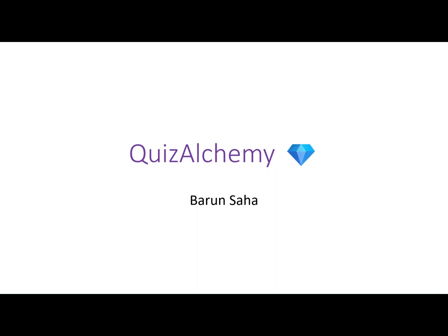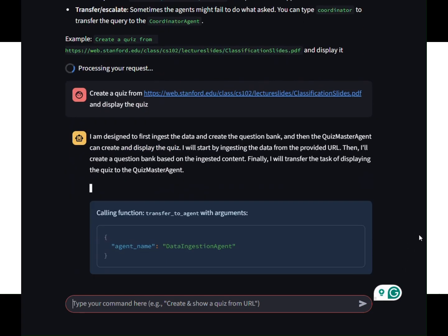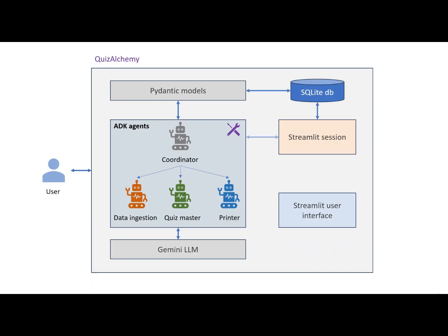QuizAlchemy can turn any text file into a set of multiple choice answers. QuizAlchemy is built as a multi-agent system using Google's Agent Development Kit.